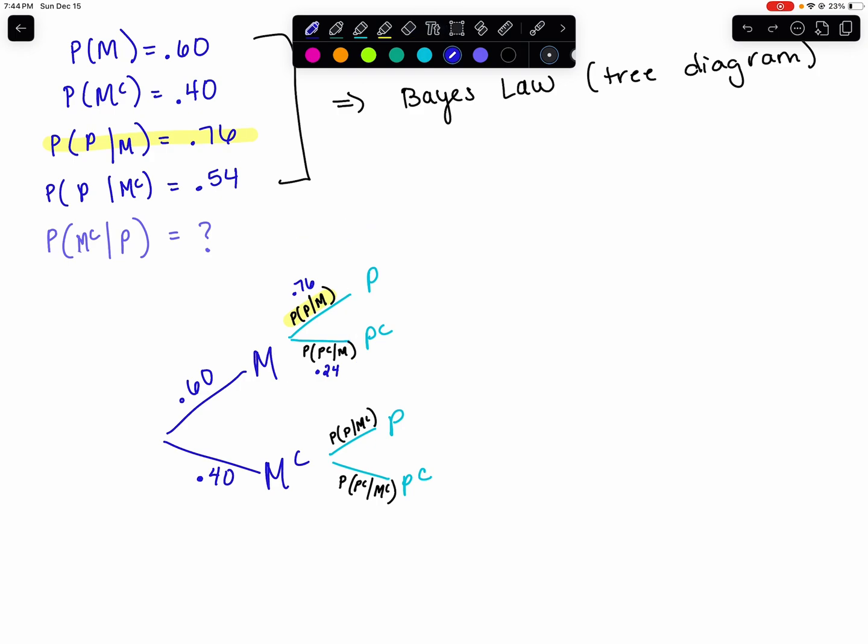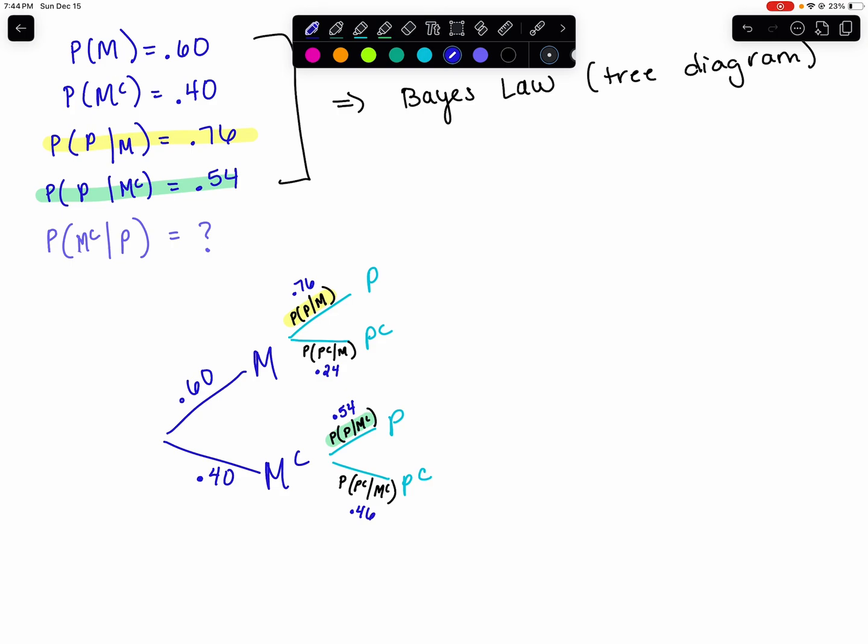Okay? And then what else do we have? We have P given MC. So P given MC is right here. So if I know that that is 0.54, we'll put that on this branch. And then these as well need to sum to 1. So then that is going to give me a 0.46 over here.